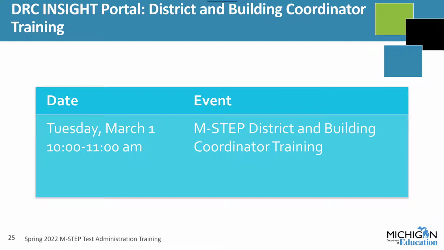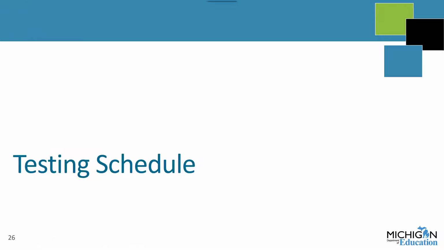To view them while in the DRC Insight portal, you will go to My Applications, then select General Information. From this view, select the Documents tab. These trainings will be included in this list. Information about accessing and registering for the training will be in the spotlight closer to the event date.